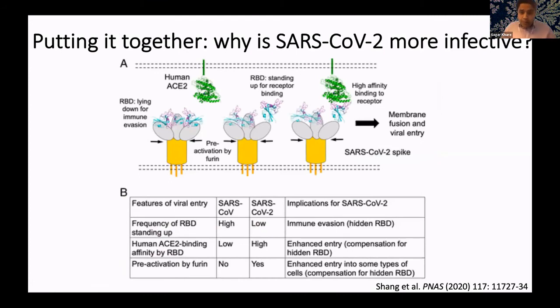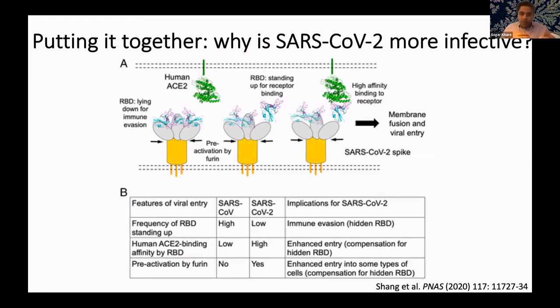So let's now put this together and make a sort of hypothesis, which was made by Shang et al. recently in the Proceedings of the National Academy of Sciences. And the idea is that the fact that the frequency of RBD standing up is lower in SARS-CoV-2 means that you're hiding away the epitopes which will neutralize, or the parts of the virus that the immune system can recognize and block. You're hiding them away. So the virus is being very cunning in protecting itself.